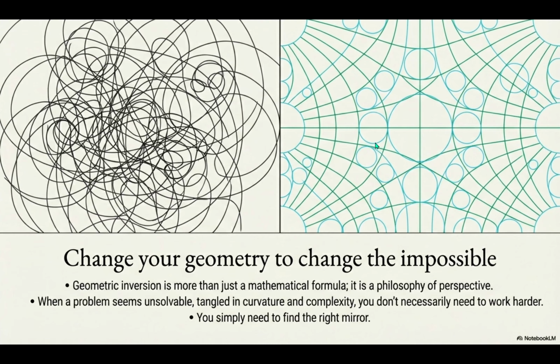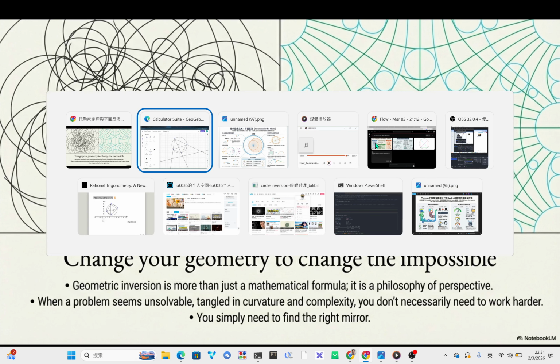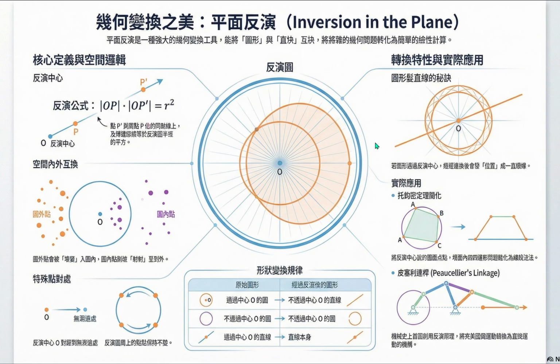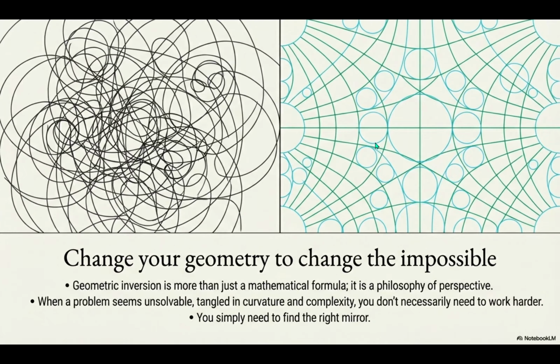It is a fundamental philosophy of perspective. The core takeaway from all of these sources is that when a problem seems hopelessly unsolvable, when it is tangled in curvature and complexity, you feel like you're hitting a wall, you don't necessarily need to work harder. You don't always need to learn more complex math or apply brute force. You simply need to step back and find the right mirror. You need to change your geometry. By moving your point of observation, the impossible flattens out into simple addition.